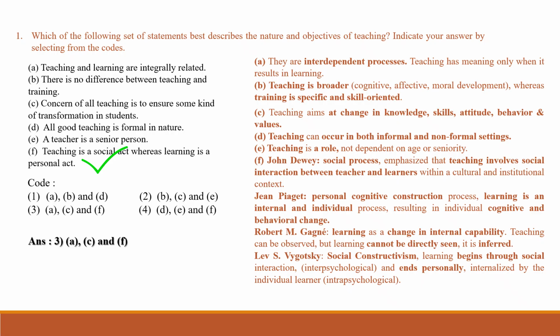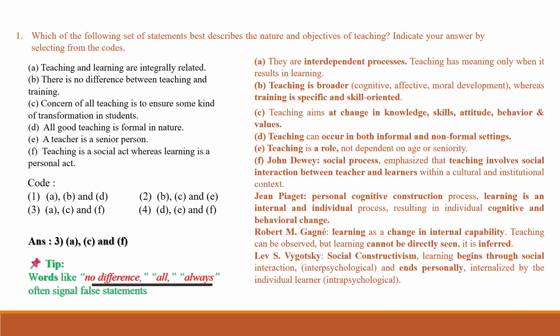So the correct answer to our first question is code 3, options A, C, and F. A quick exam tip: statements with absolute words like no difference, all, or always often indicate false options.